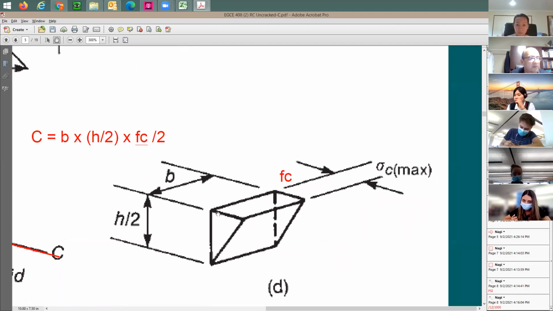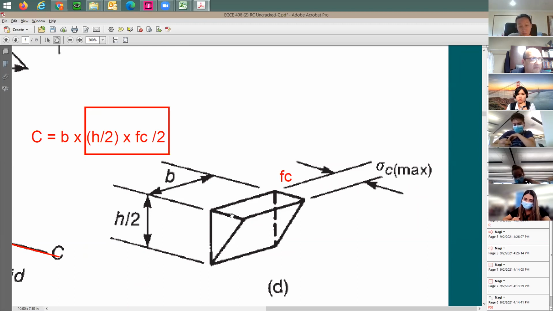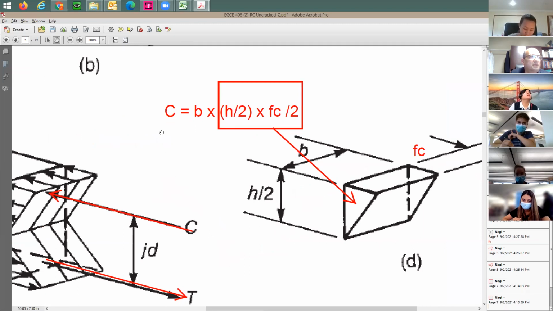Because look at this triangular face. You can say this triangular face area is gonna be equal to Fc multiplied by h/2 divided by 2, which means this term here is going to be equal to the face of this triangle. It's going to be this area here. Multiplied by the width of the beam, it's going to get you the force C, which is this one here. This is going to be the same. So this is going to be the force. Tension, of course, is going to be the same as compression. Otherwise, this beam is unstable.